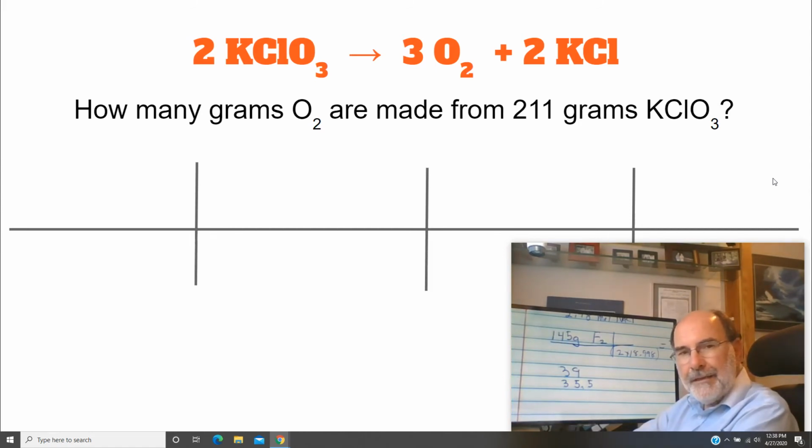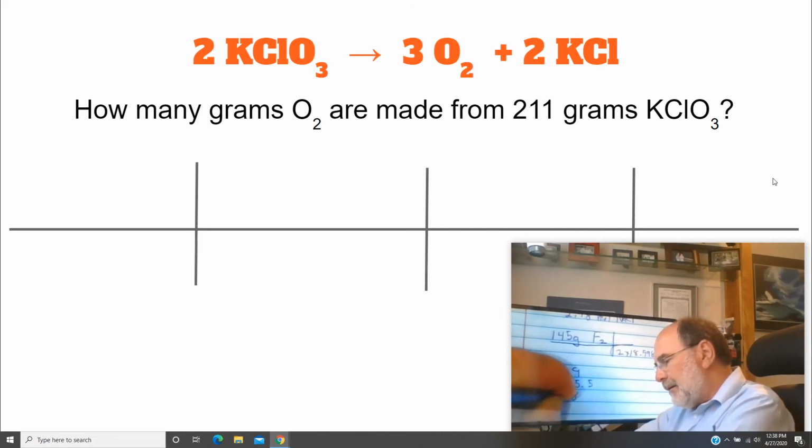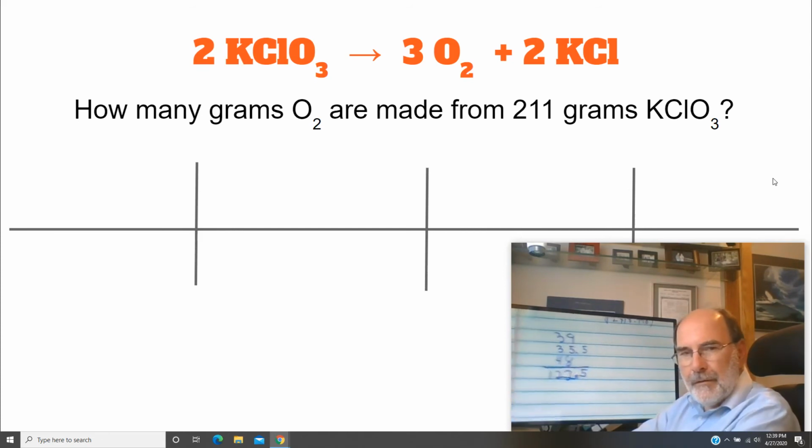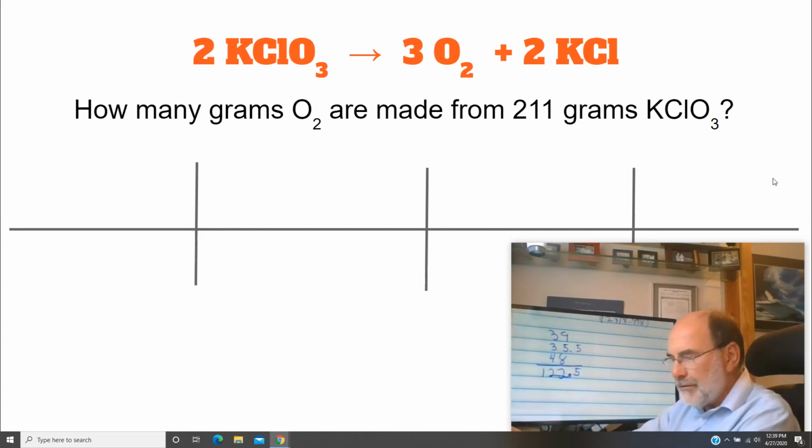I have 3 oxygens. 1 oxygen is 16, so 3 oxygens would be 48. And adding this together, I get 122.5 grams per mole for potassium chlorate. So approximately 211 is almost twice that amount. So I have almost, but not quite, 2 moles of potassium chlorate.